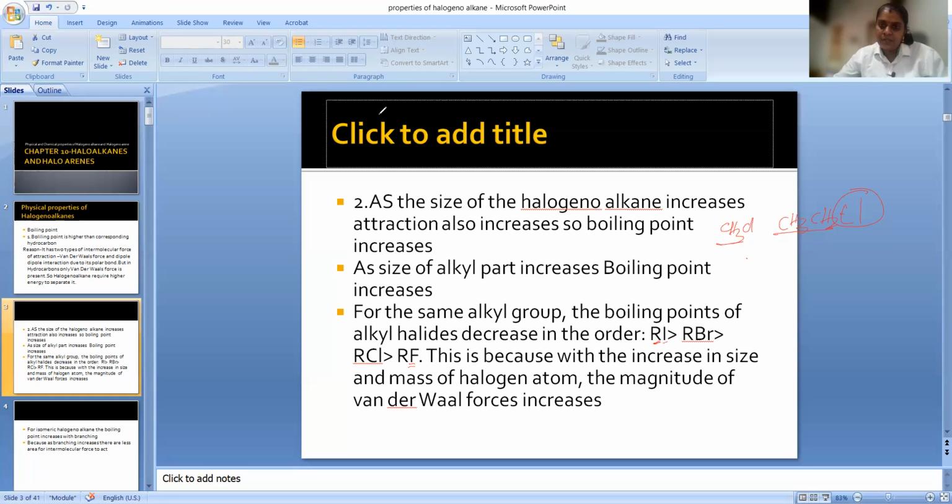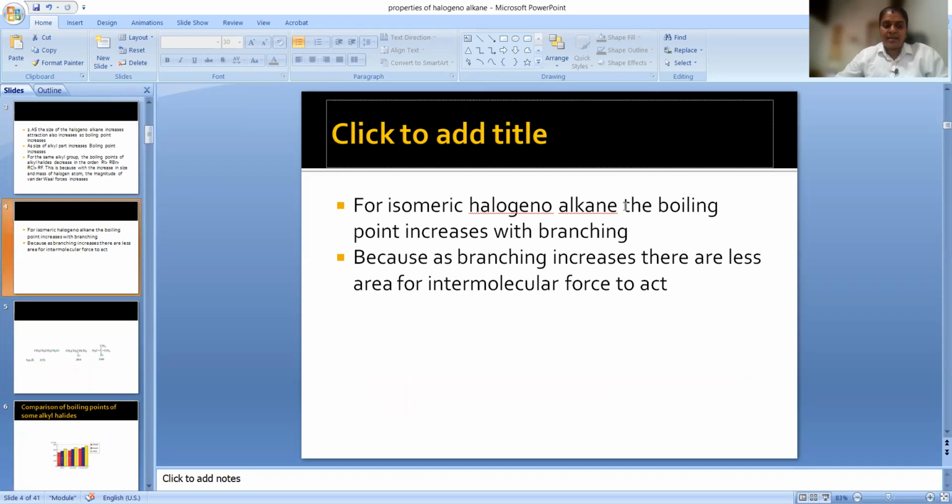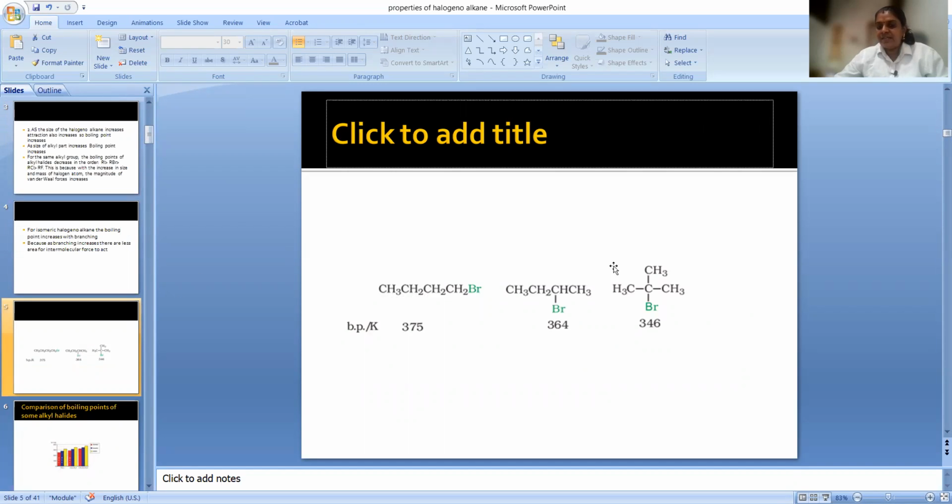Now let us see the next case. For isomeric halogenoalkanes, the boiling point increases with the branches. Let us see this case. All of these are isomers. But what is the difference? The bromine atom is attached in the straight carbon chain at one end. And here the bromine atom is attached to the second carbon atom. Here the branching is different, right? So the bromine atom is attached to this second carbon with one CH3 branch.